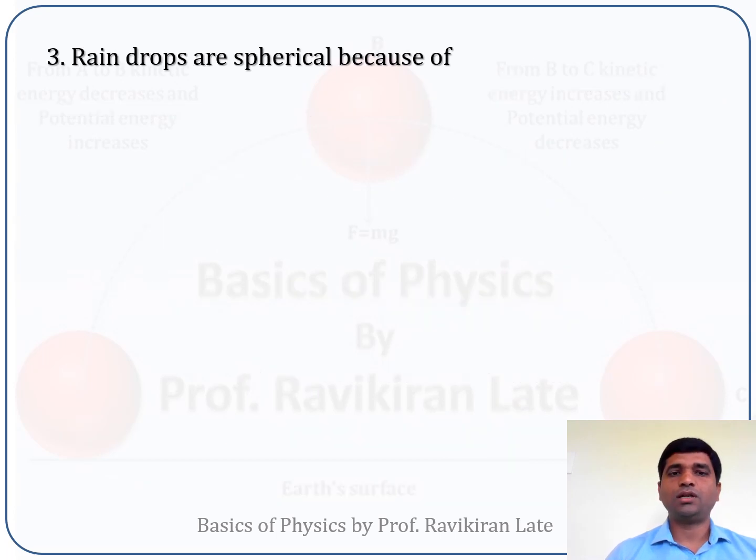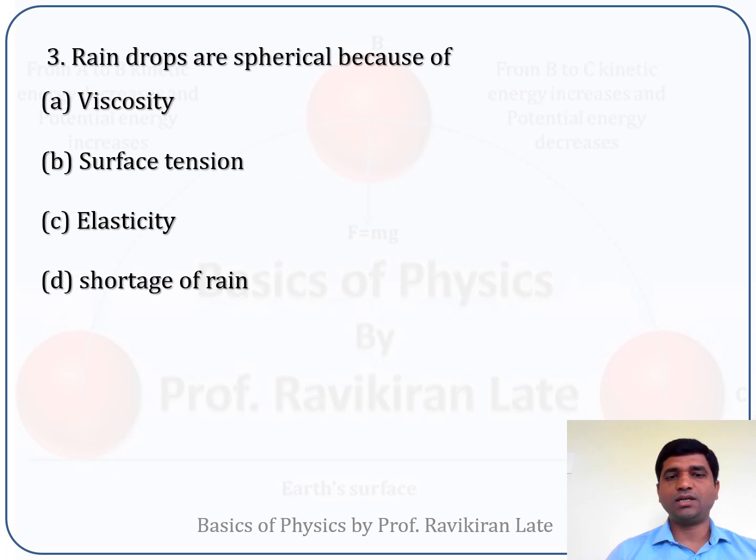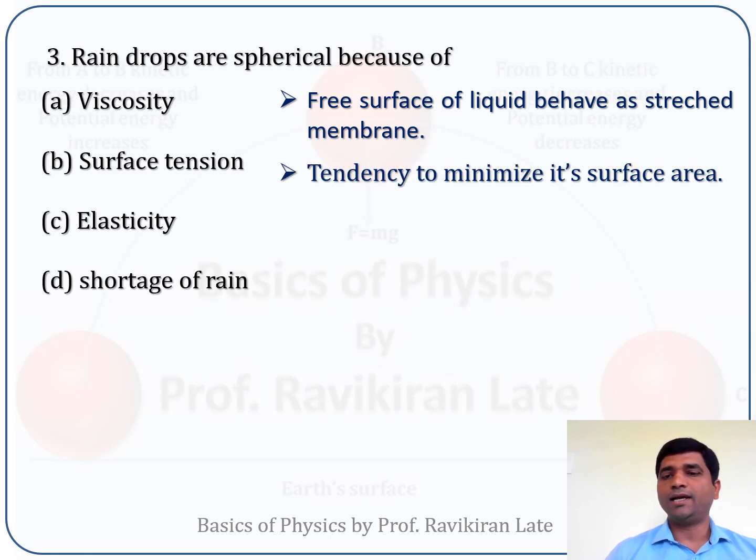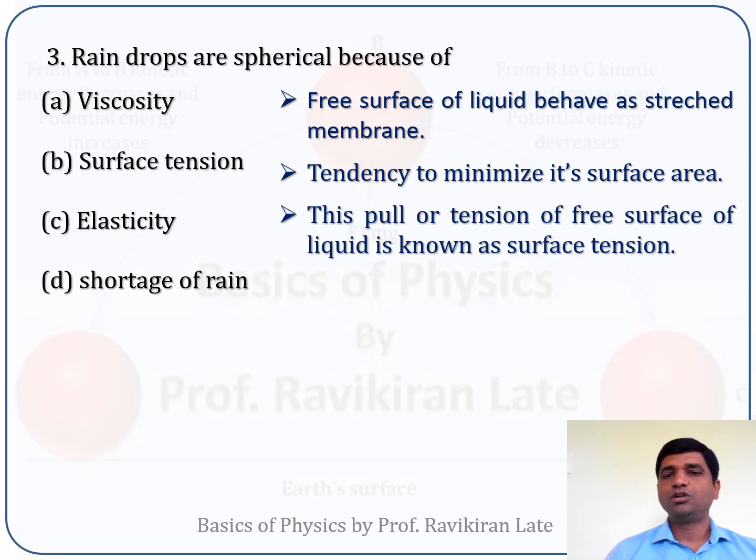Now next question: raindrops are spherical because of, the options are given: viscosity of the liquid, surface tension, elasticity, and shortage of rain. In this question we have to go back to our previous lecture, that surface tension is a property of a liquid. The free surface of a liquid behaves as a stretched membrane, and it has a tendency to minimize its surface area. So this pull or tension of the free surface of a liquid is known as surface tension.